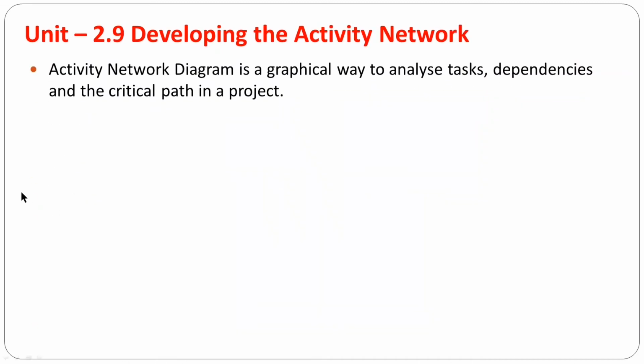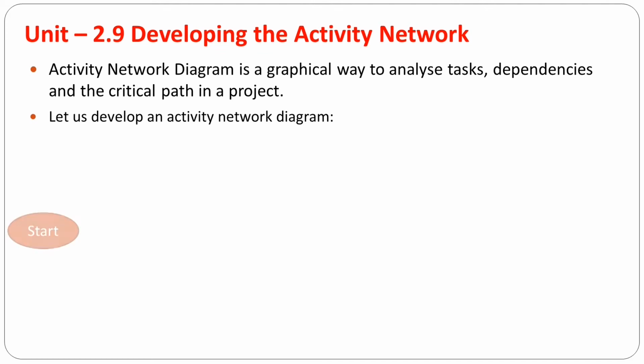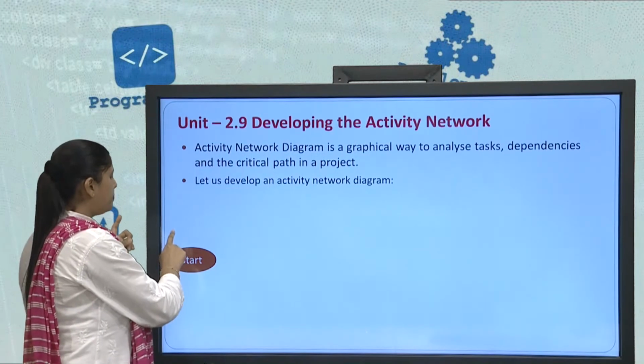It is the activity network diagram, which is again very easy. What is an activity network diagram? It is a graphical way to analyze task dependencies that we saw in 2.8 and the critical path in the project. Let us develop one activity network diagram. If you see, I start here with my process. Start identifying the activities that we saw in 2.8.